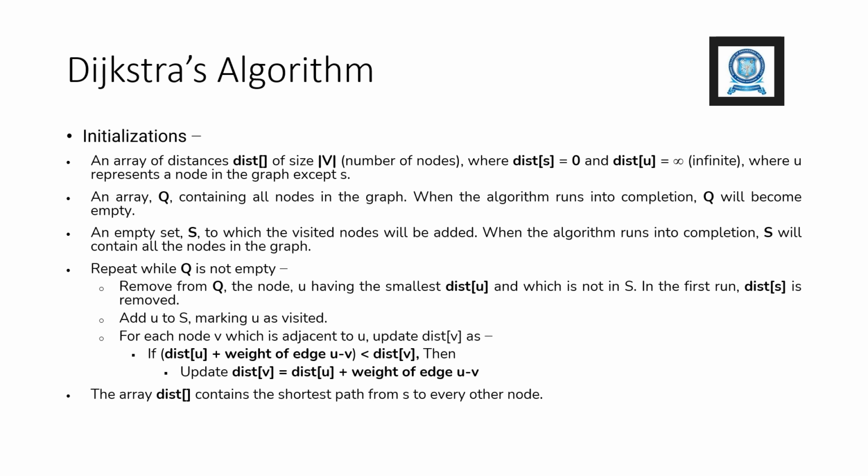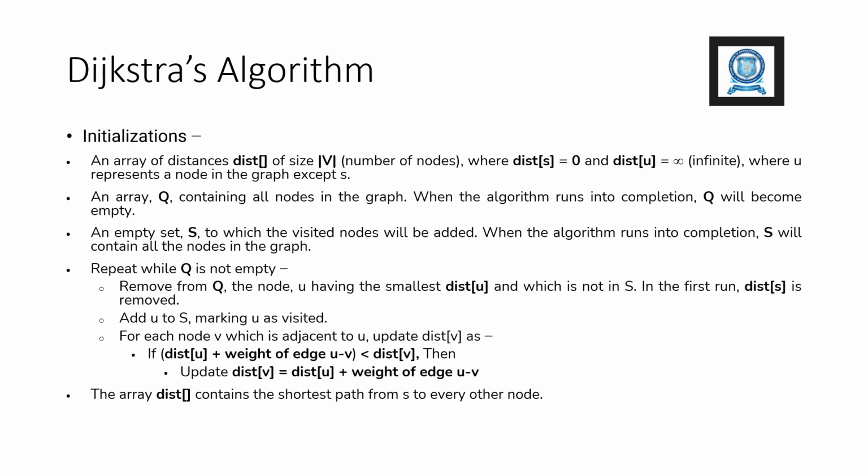An array Q containing all nodes in the graph. When the algorithm runs to completion, Q will become empty. An empty set S, to which the visited nodes will be added. When the algorithm runs to completion, S will contain all the nodes in the graph. Repeat the algorithm while Q is not empty.